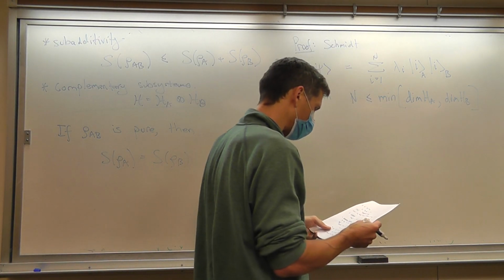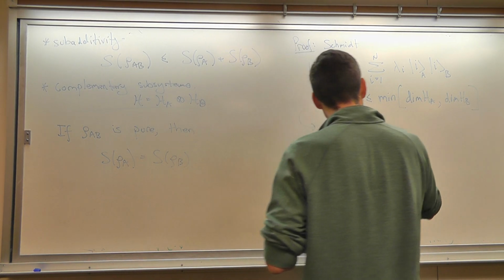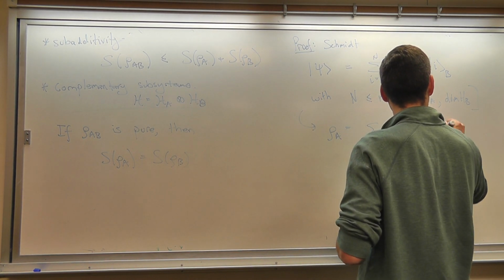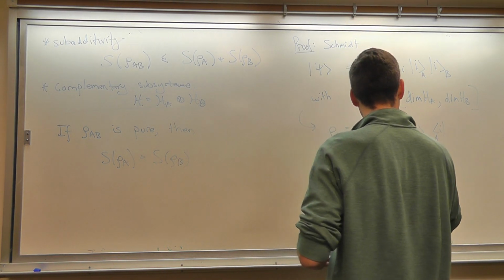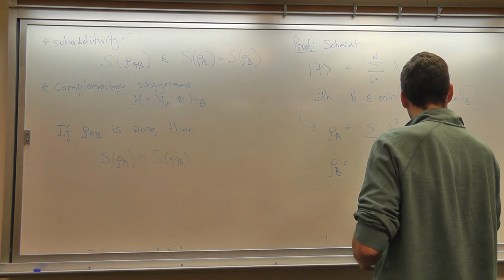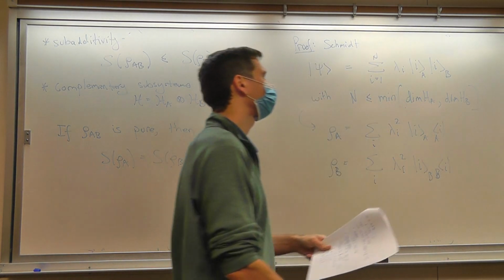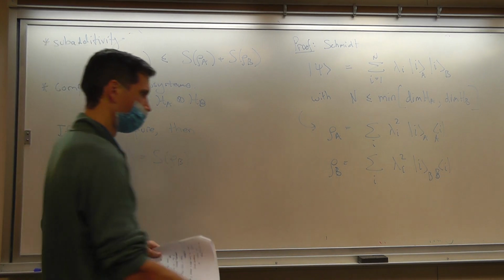Because of this Schmidt decomposition, now we can use it to write rho A. Rho A is the sum over i of lambda_i squared |i_A><i_A|, and rho B is the sum over i of lambda_i squared |i_B><i_B|. But these two density matrices have the same eigenvalues and therefore the same von Neumann entropy. So we're done.